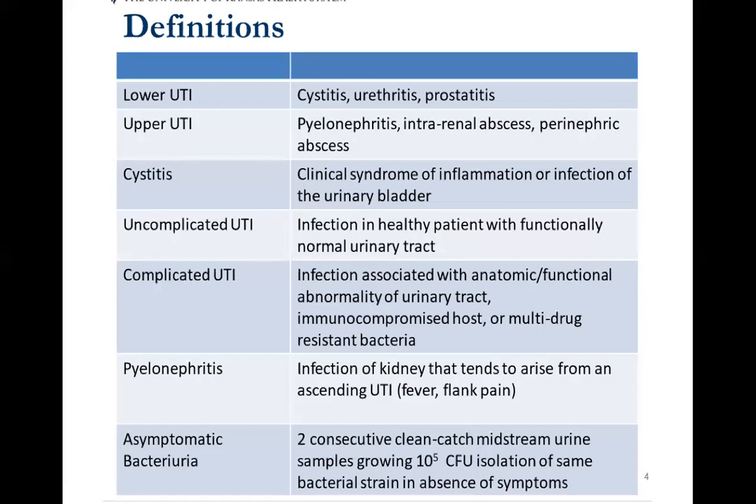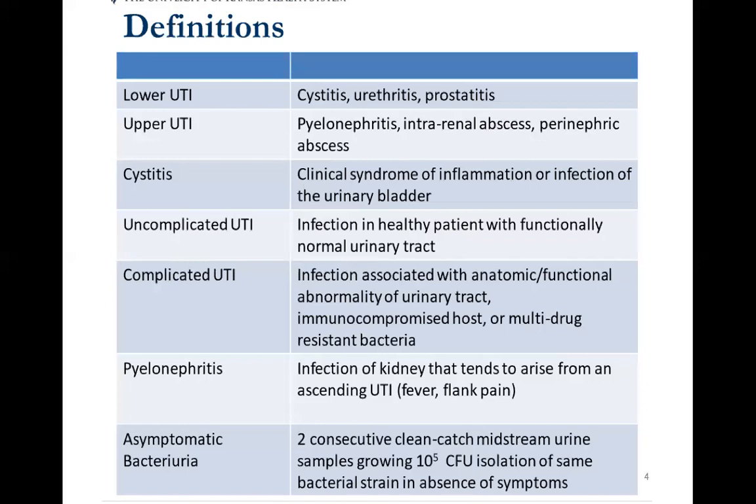When you say upper urinary tract infection, it generally means that the infection is involving the kidney. So any infection involving the kidney, such as pyelonephritis, intrarenal abscesses, or perinephric abscesses, are collectively considered as upper urinary tract infections. Then cystitis, as I told you, is involvement of the bladder. So this particular patient also had cystitis.